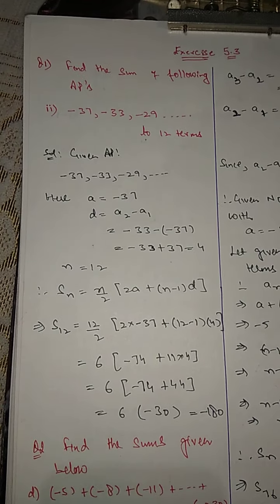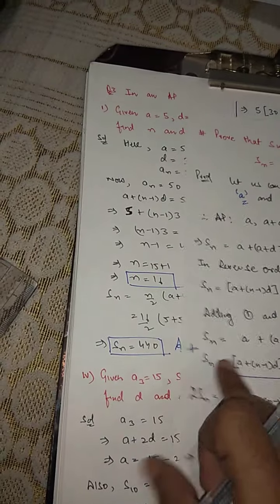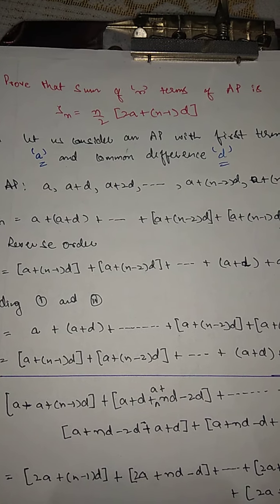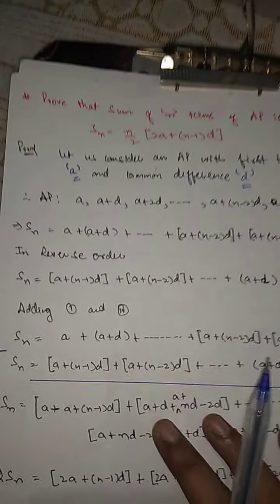Now, first of all, let's go for the proof of this formula, where we have to prove that the sum of n terms of an AP is n by 2 times (2a plus (n minus 1) into d). Let's study that formula.